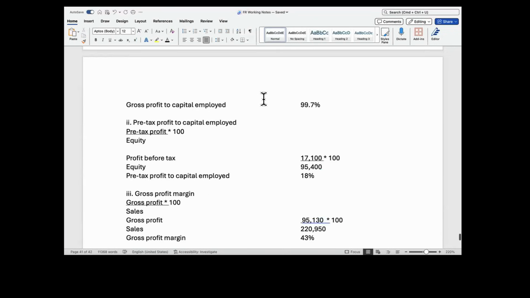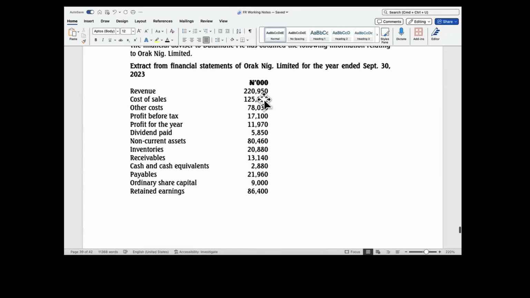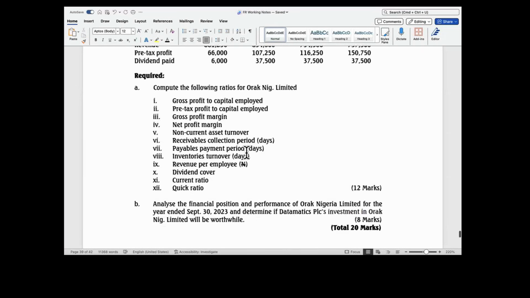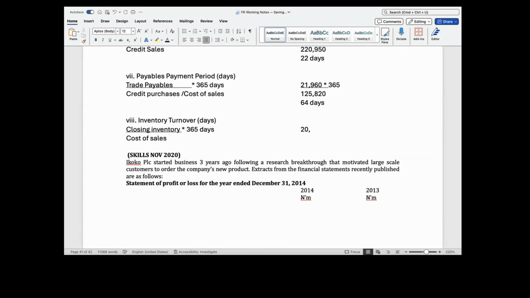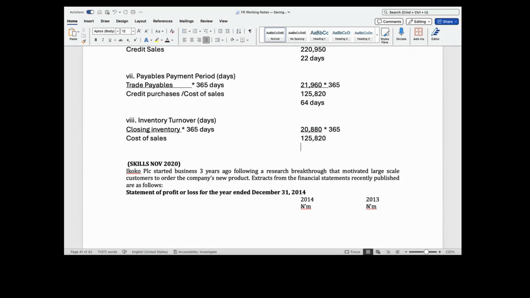Okay, great. So what's our closing inventory from here? They give us inventories 2880, all over my cost of sales, which is 125,820, times 365 days. So how much is that? That's 61 days.